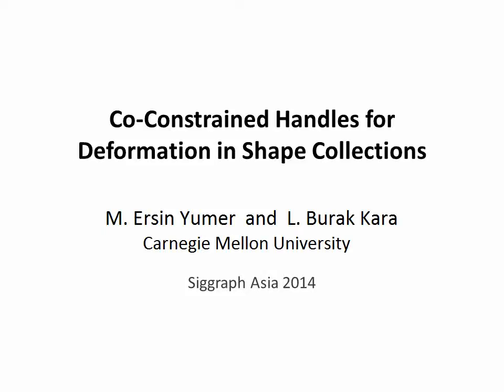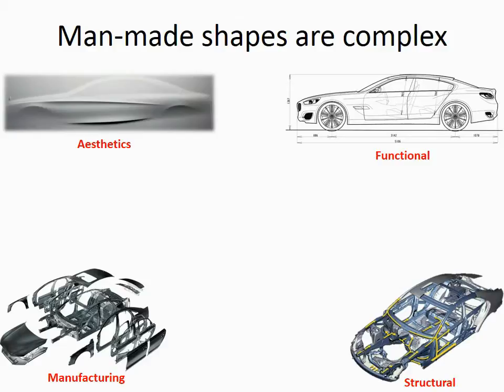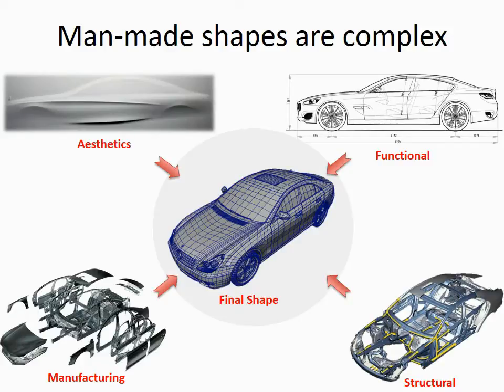We describe a new shape deformation method that uses constraints extracted from a data set of models to streamline the editing process. Many man-made shapes are designed with geometric constraints originating from functional, aesthetic, and manufacturing requirements, among others. However, these constraints are often not explicitly available, making shape editing difficult to perform.